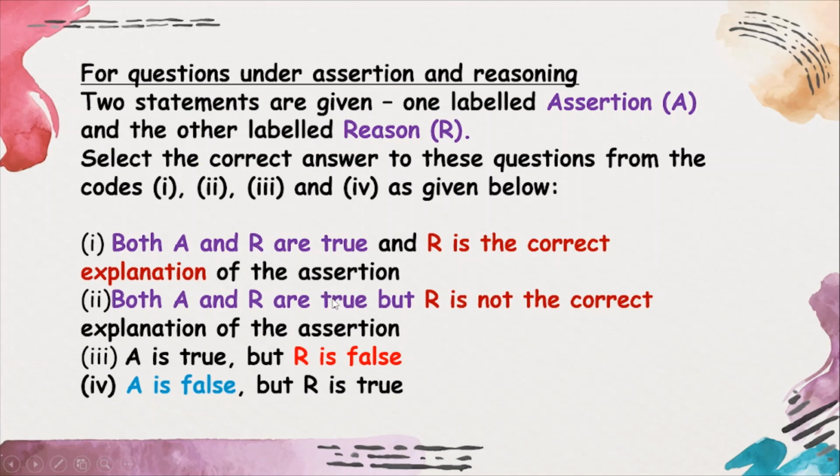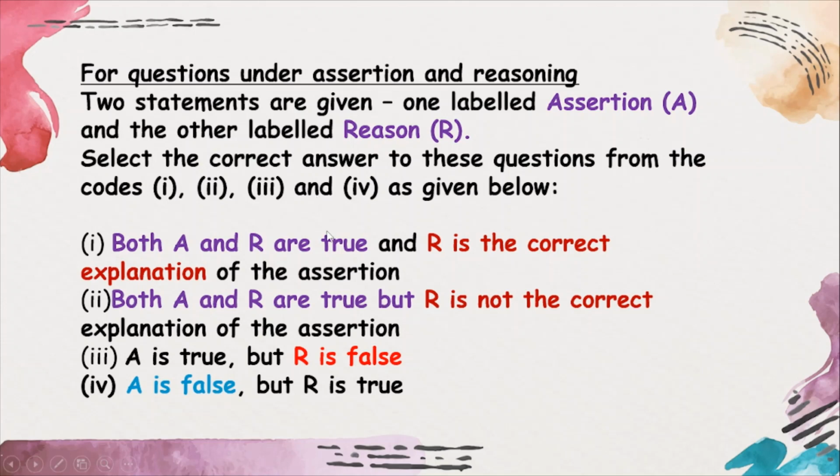That is option 2. Then option 3, A is true but the reason is false. Assertion is a true statement but the reason is a false statement. Option 4, A is false but R is true. Okay, so here we have four options. Among that, the first two options both are true. Option C is the reason is false. Option D, the fourth option, is the assertion is false.